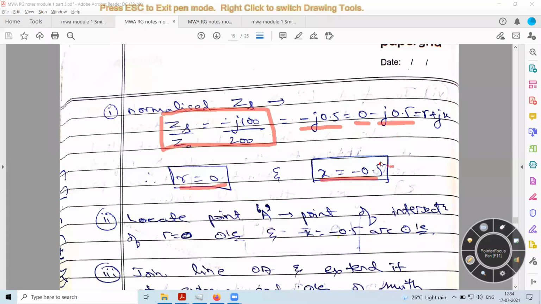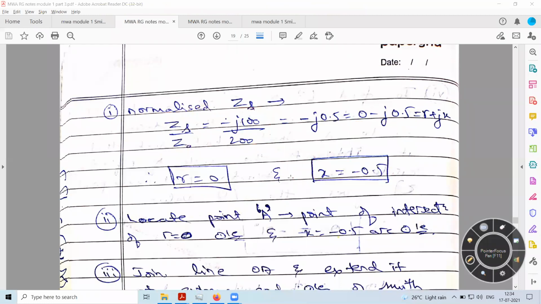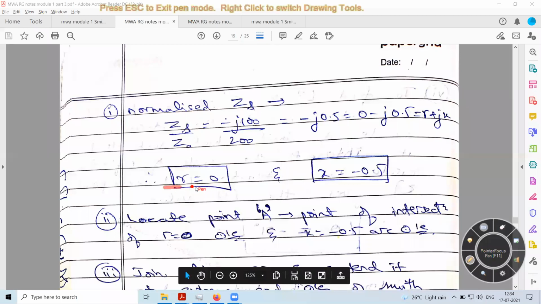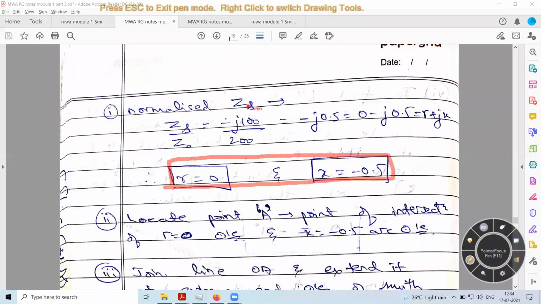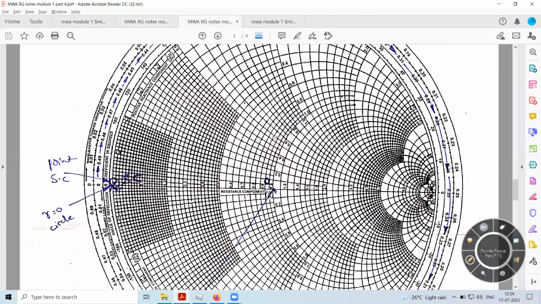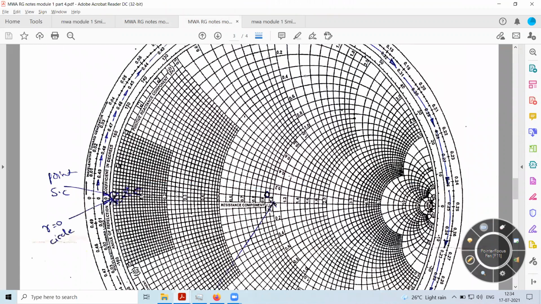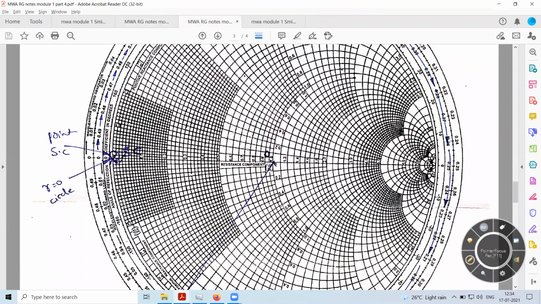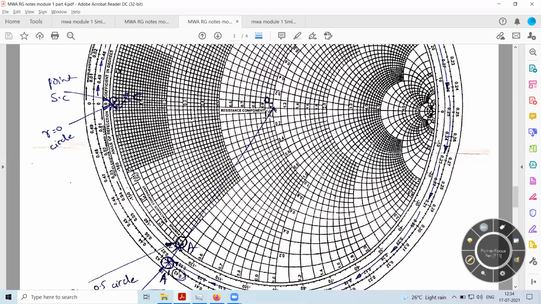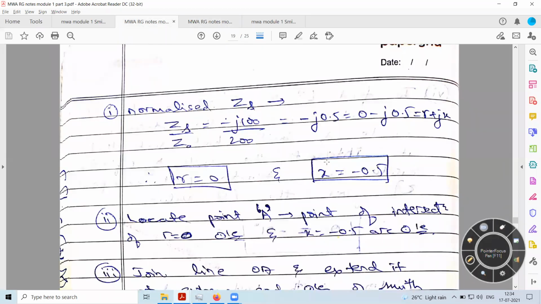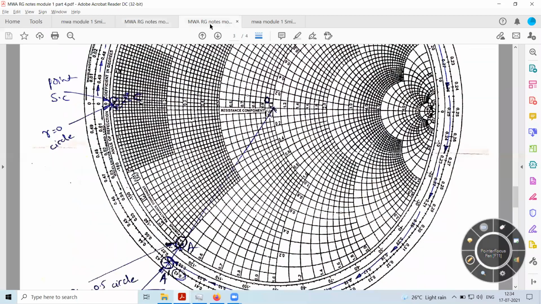Now, if you observe, this is the capacitive reactance value, since we are considering the impedance parameter. So the first step is to normalize the value. You need to locate these points, that is r equal to 0 and x equal to minus 0.5, on this Smith chart. Here, on this chart, we need to identify the r equal to 0 circle and the x equal to minus 0.5 circle.